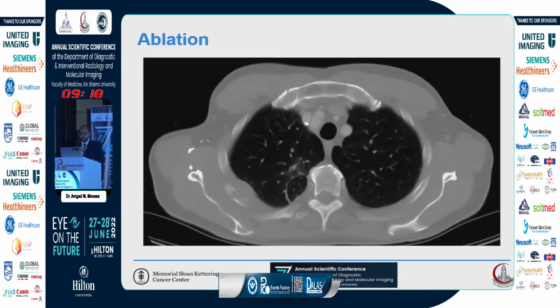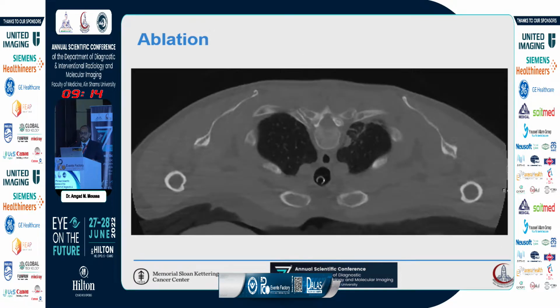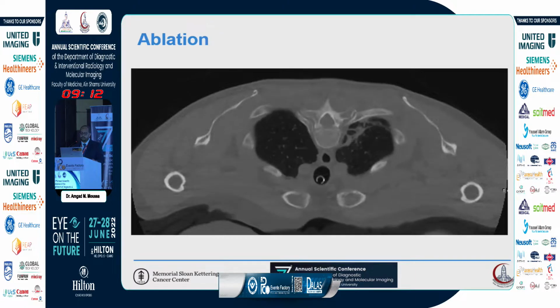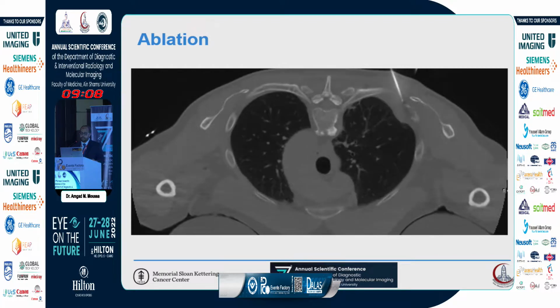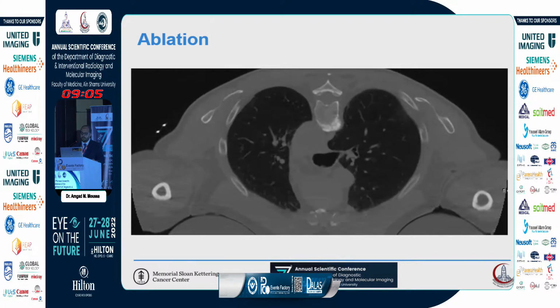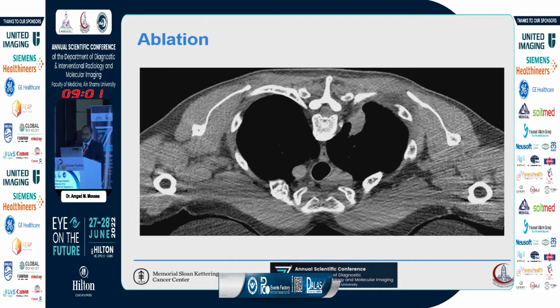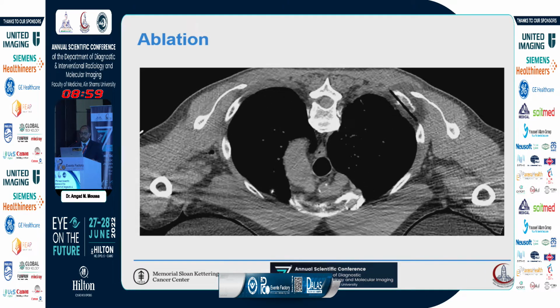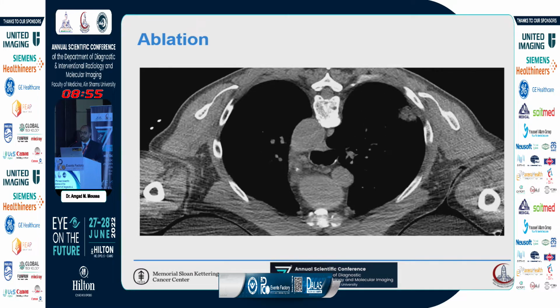This is the CT showing the correlate. This is the patient's position before the ablation, and these are the cryoablation probes covering the lesion. And this is the ice ball, which is a very valuable part of cryoablation, where you can essentially see what you ablated and make sure you covered the whole lesion.